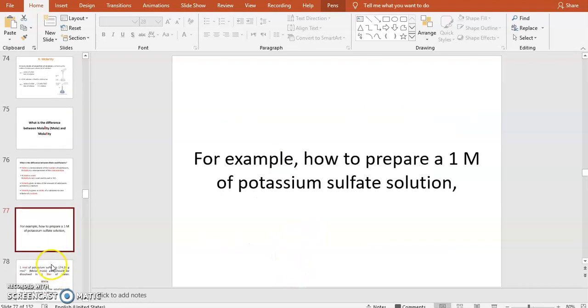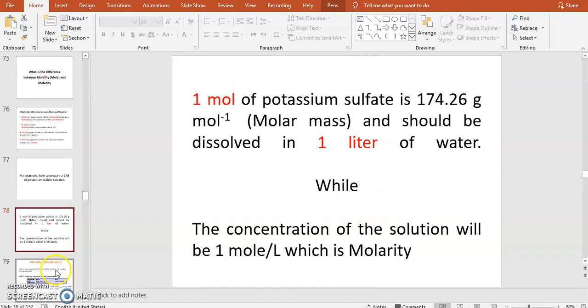For example, how to prepare a 1 molar potassium sulfate solution. So I can ask you to prepare a 1 molar potassium sulfate solution. Try to think about it, considering that molarity is mole per liter. Pause the video, think about it, and come back to check your answers. So basically you're looking for molarity, which is mole per liter. You get one mole of the solute, in this case potassium sulfate, dissolve it in 1 liter, and then you will get a concentration of 1 mole per liter, which is the molarity.